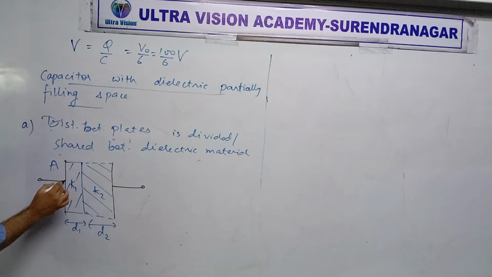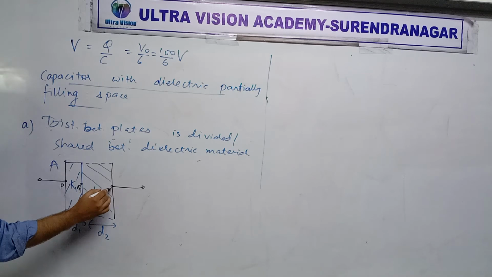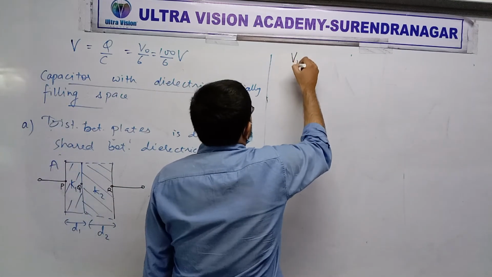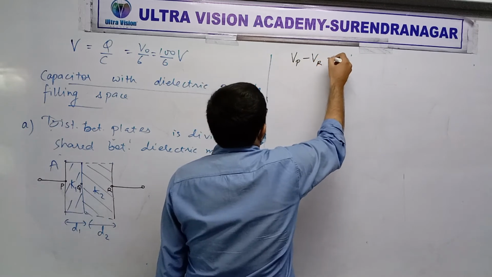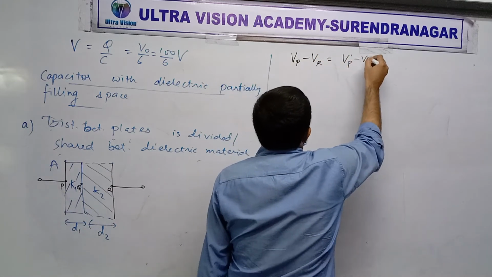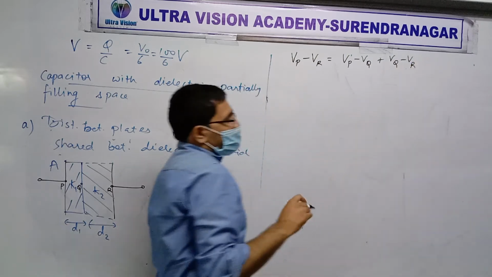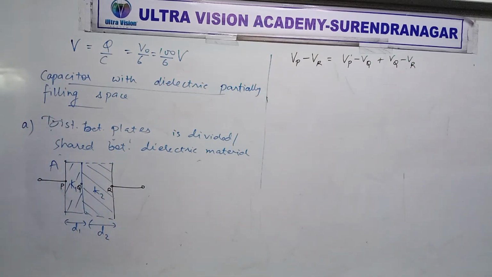Suppose we take a point on the left plate P, a point here Q, and a point here let's say R. Then obviously VP minus VR is equal to VP minus VQ plus VQ minus VR. Yes or no? Yes. Everyone understood that? Yes.